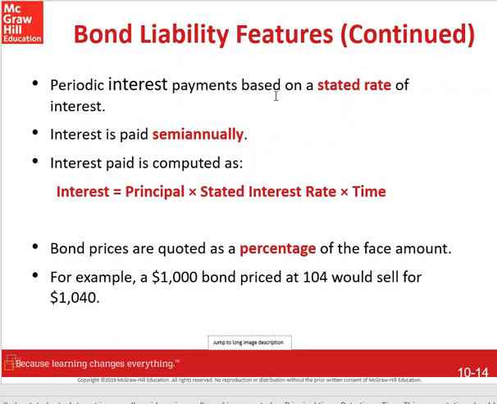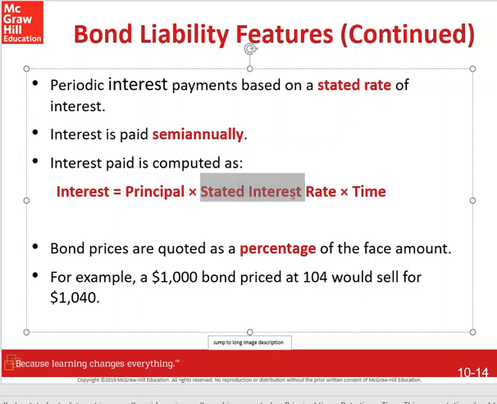Periodic interest payments are going to be based on a stated rate of interest. And again, a default assumption that interest is going to be paid semi-annually, unless you're told otherwise. Some of the problems will have you pay it annually, but your default assumption is semi-annually. And then to compute our interest, same as what we've been doing all along, we take the principal times the interest rate times the time outstanding. Well, if it's semi-annually, then it's 6 months, so 6/12 or 1/2. If it's annual interest, then it's just principal times interest rate times 12/12 or 1.